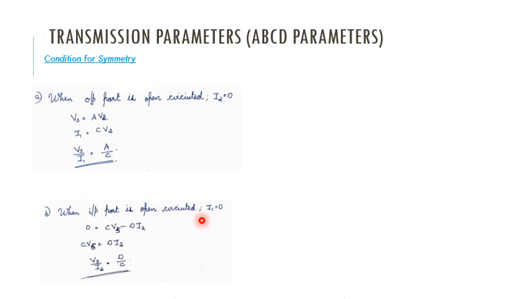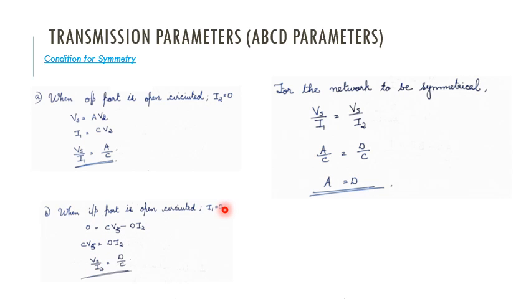When the output port is open circuited, that means I1 is equal to 0. From the parameter equation, we will get the relation 0 is equal to CVs minus DI2, or Vs by I2 is equal to D by C. Now for the network to be reciprocal, Vs divided by I1 when I2 is 0 should be the same as Vs by I2 when I1 is 0. Then we will get the relation A by C should be equal to D by C. That means A should be equal to D. This is the condition for the network to be symmetrical.